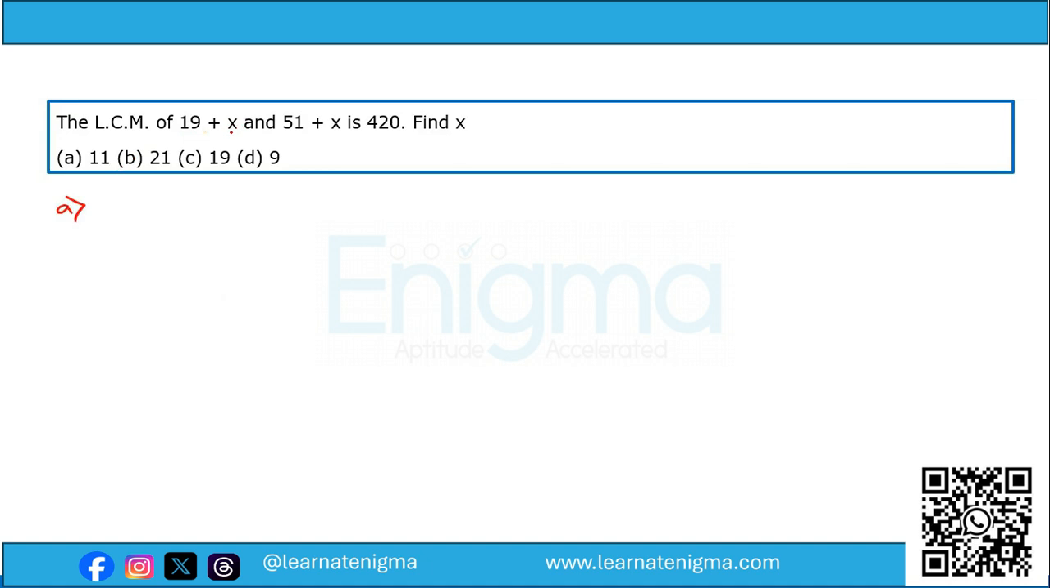So if we substitute x as 11, the first number becomes 19 plus 11, that is 30. And the second number becomes 62. Now the LCM of 30 and 62, we have to check if it is 420.